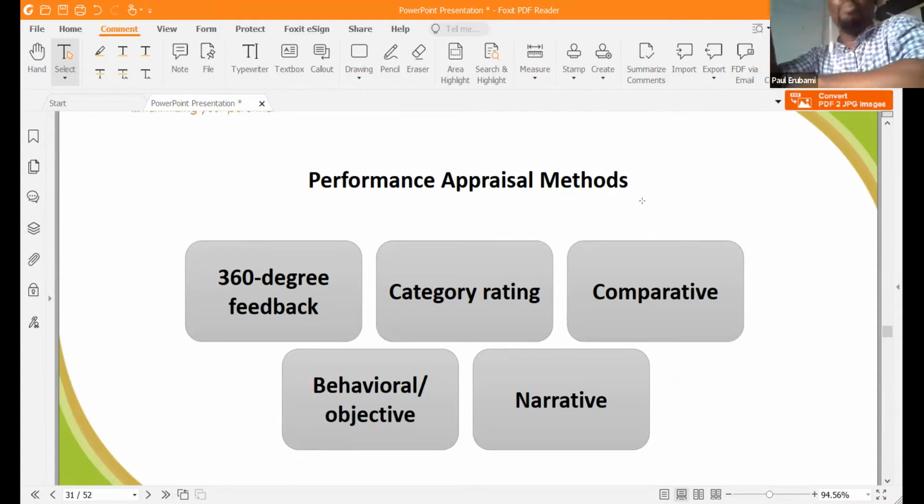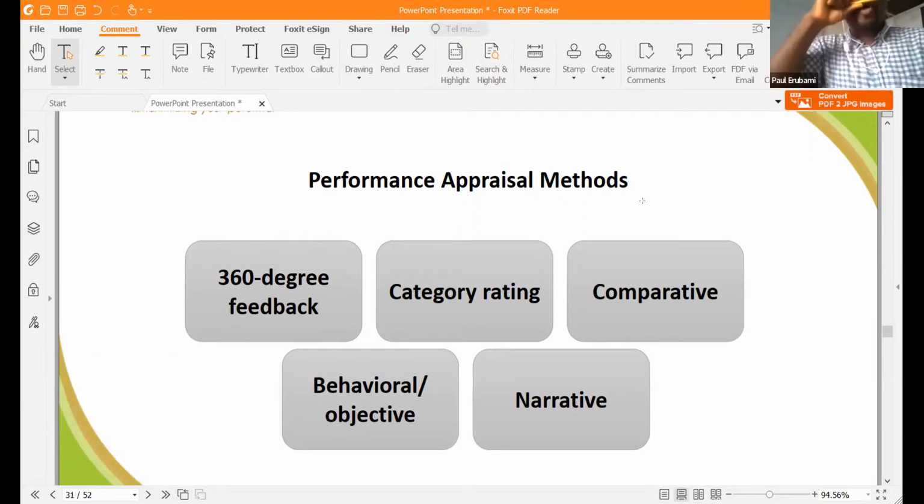Then we have behavioral and objective. Basically, we are focusing on the behaviors of individuals. How do they behave in the organization? How do they react to issues? How do they take feedback, and the like? This kind of appraisal method is used to see how we handle tasks within the organization.